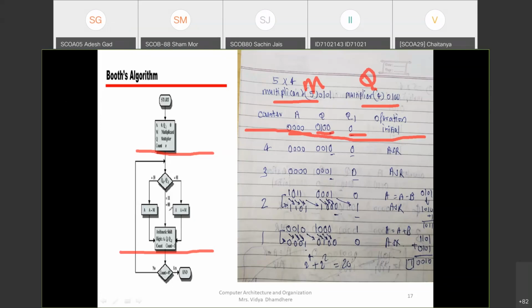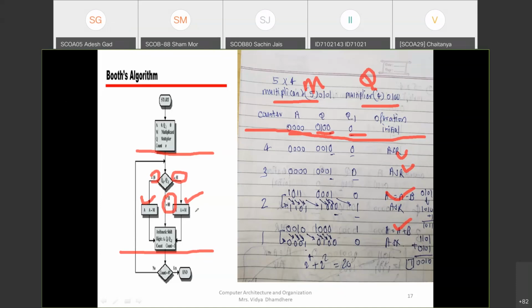In that, you directly go, if q0 and q minus 1 have values 1 1 or 0 0, to the arithmetic right shift operation, which we had done here. If not, if it has value 1 0, then we perform the subtraction operation, which is done here. If it is addition, that means q0 and q minus 1 have value 0 1, then we perform the addition operation, which is also done here.